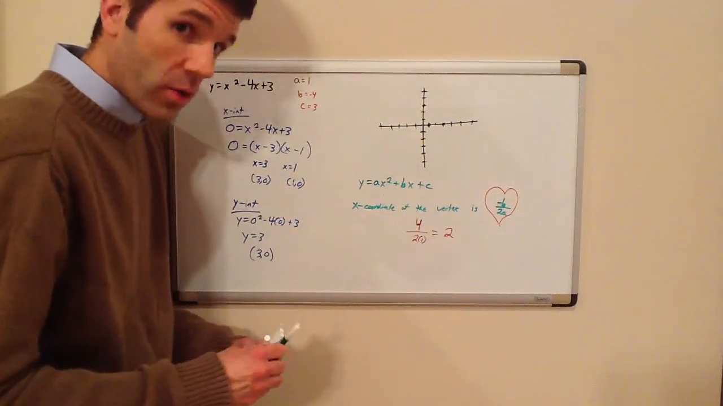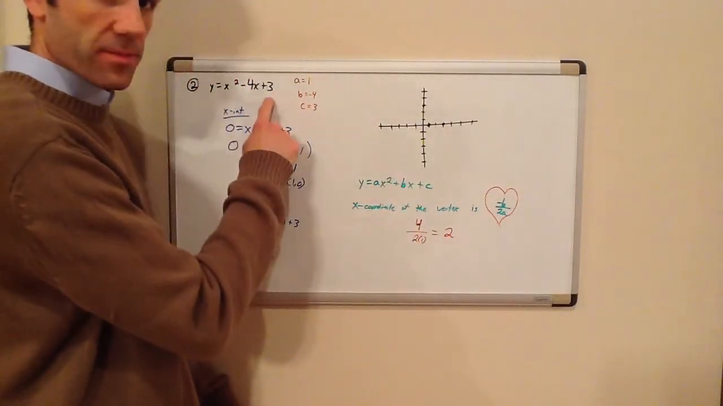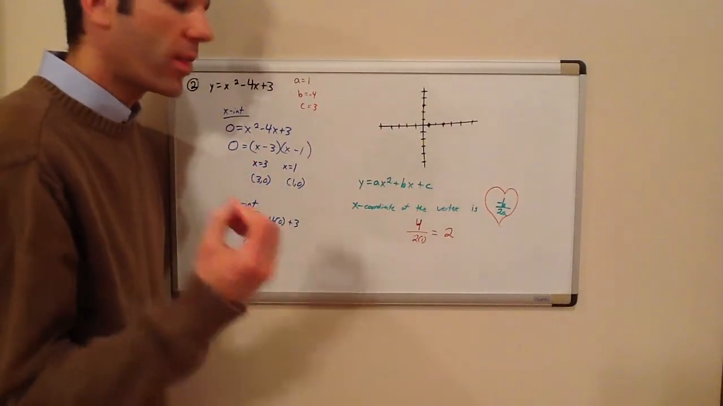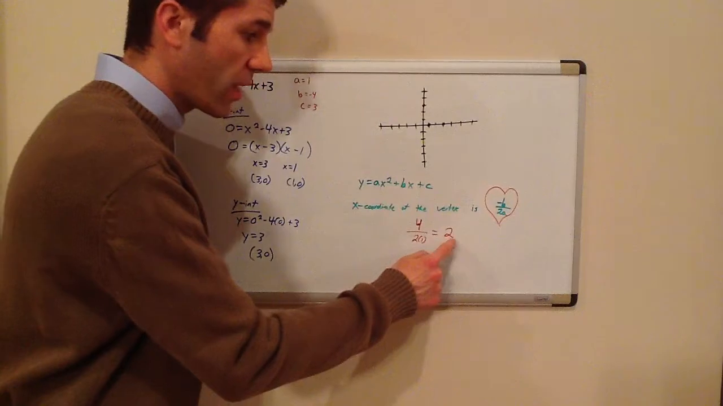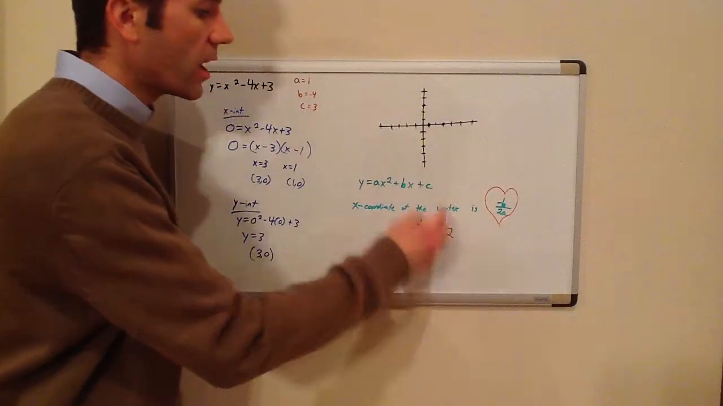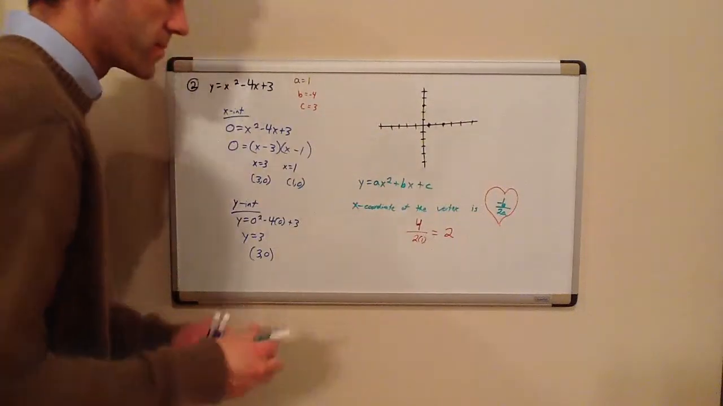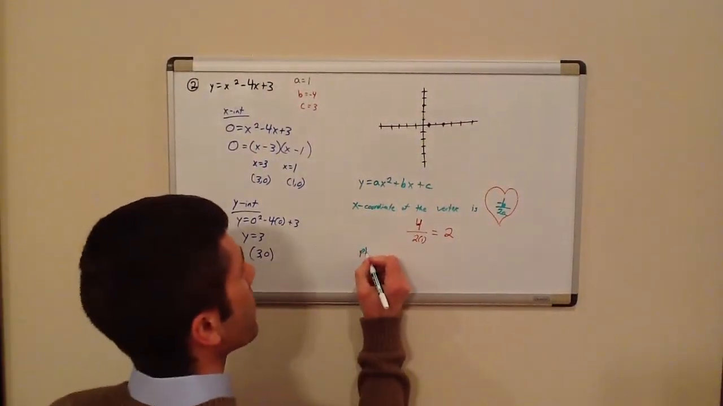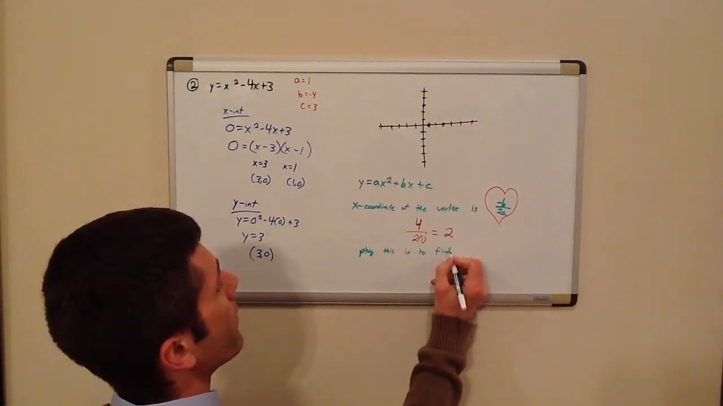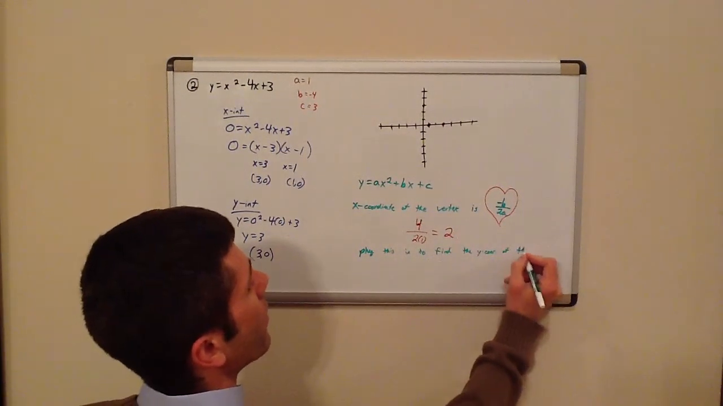Now, to find the Y coordinate, we will plug that in to the original equation. Basically, we are looking for a special y value that goes with an x value. Well, if we know the x value, this is the x coordinate of our vertex. This is the x piece. If we're looking for a special y, we can plug it in and crank out a y. So let's do that. Plug this in to find y. Find the y coordinate, I'll abbreviate that, of the vertex.